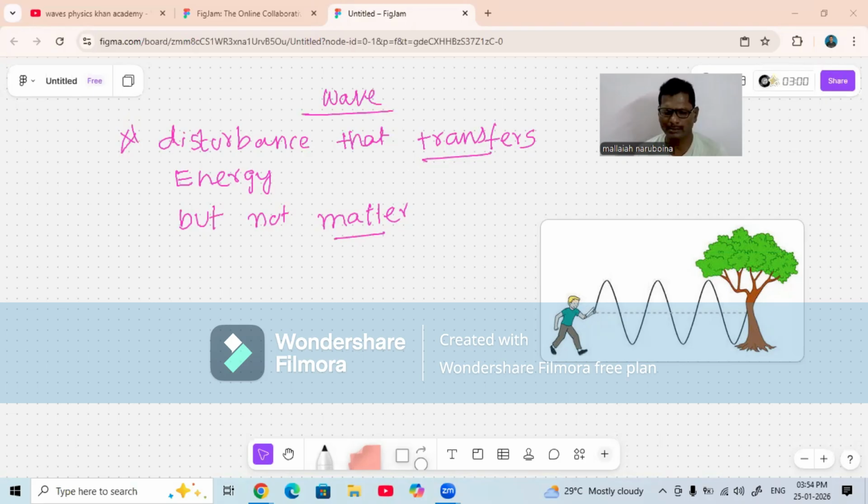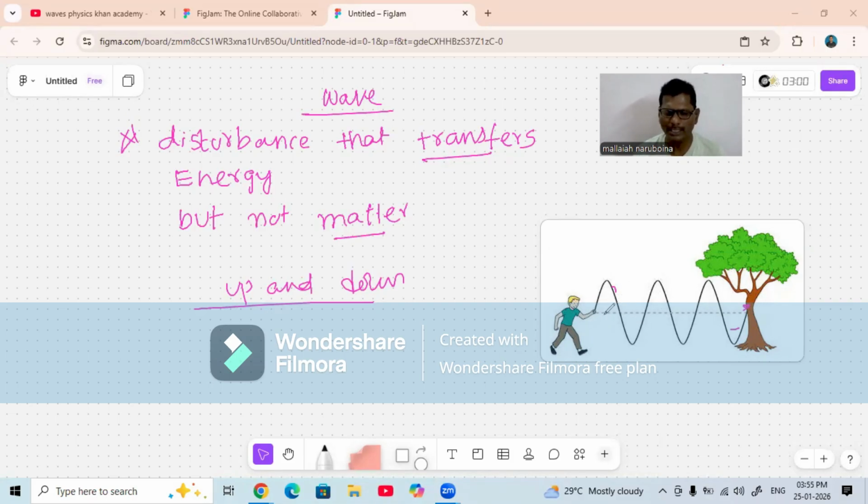Here a boy is holding a rope. He is moving the rope up and down with his hand. That means he disturbed the rope. So a disturbance is created in the rope. That disturbance is traveling and reaches the tree. So the disturbance traveled here. In this way, waves are created.